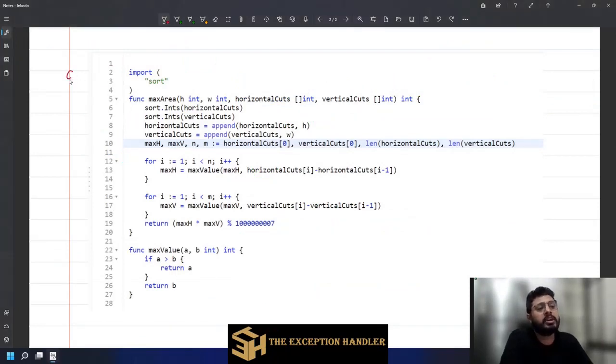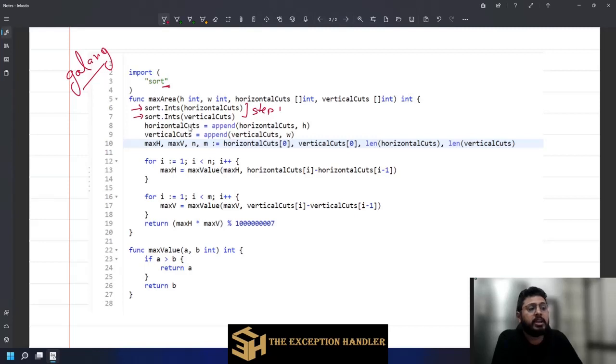Now this is the code that I've written in Golang, and this is pretty generic code that can be copied and used in other languages just by replacing the syntax of the corresponding language. In Golang, I have used the sort library to sort my two arrays. If you remember from the first step, I have sorted the horizontal cut and the vertical cut. This is my step one. Now I have added the horizontal height and the width of the cake, step 2. This is my step 2.